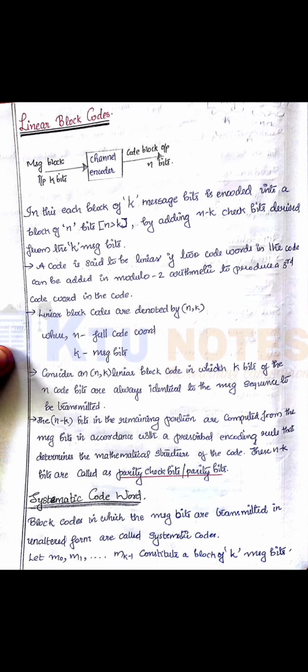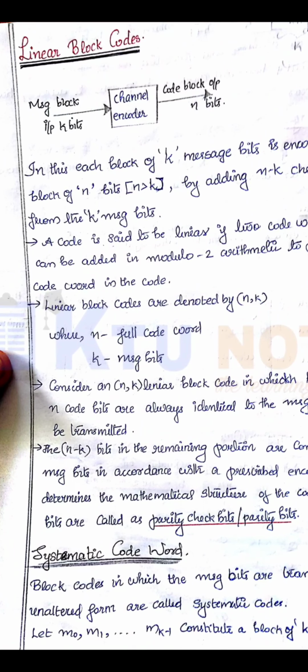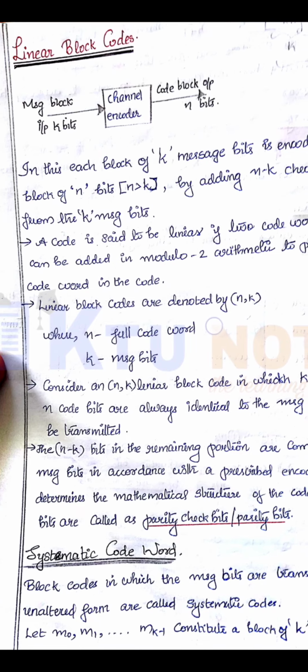Then we can study what a linear block code is. So this is the channel encoder. We are giving a message, and the whole message is divided into equal blocks having size k bits. Then this block is given to the channel encoder and we get an output having n bits in length. The message block has k bits, and the channel encoder will add n minus k bits, then we get n bits as the code word.